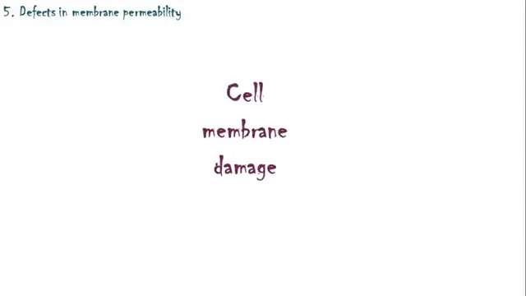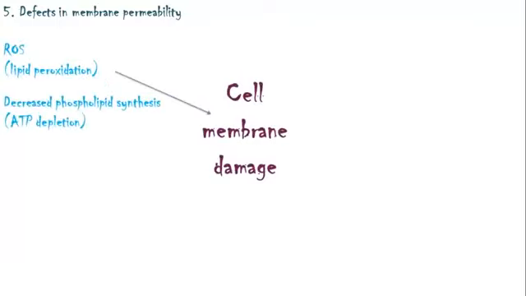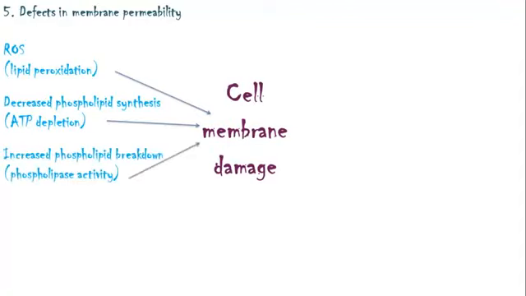The next mechanism is defects in membrane permeability. This means all the types of membranes including plasma membrane, lysosomal membrane, mitochondrial membrane, etc. Membranes can be damaged by reactive oxygen species, which cause lipid peroxidation, decreased phospholipid synthesis due to ATP depletion, increased phospholipid breakdown due to the activation of phospholipases and cytoskeletal abnormalities due to the increased protease activity.